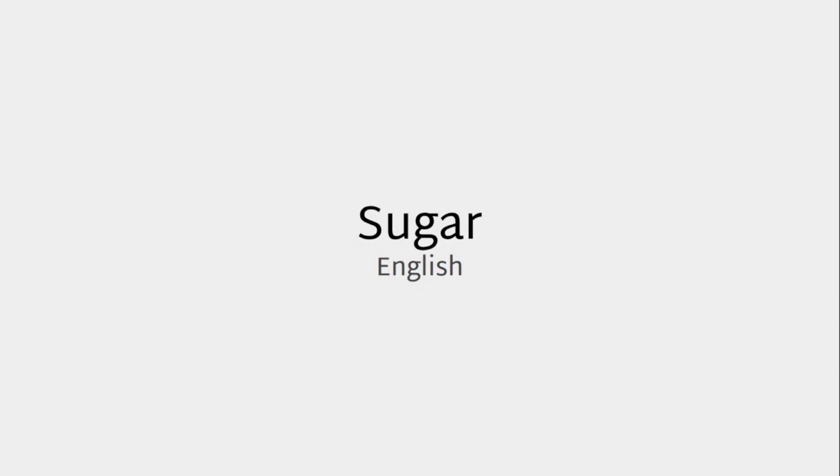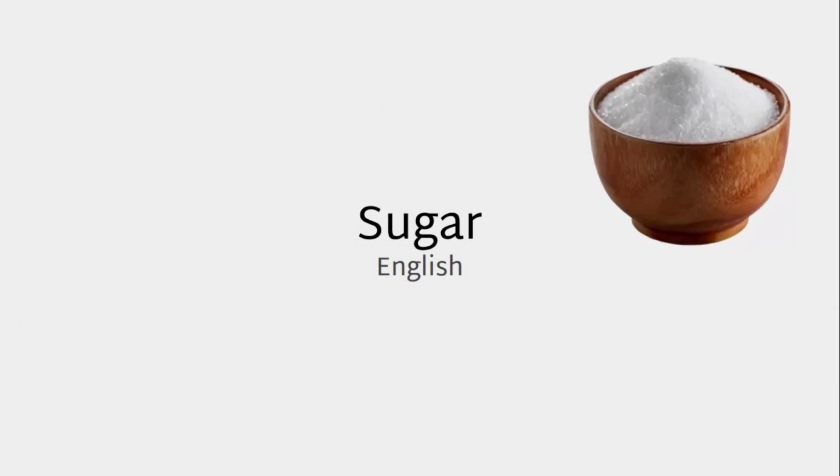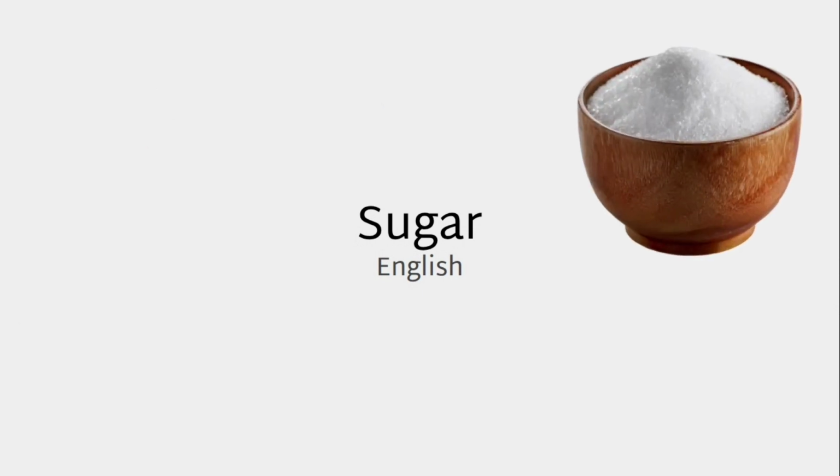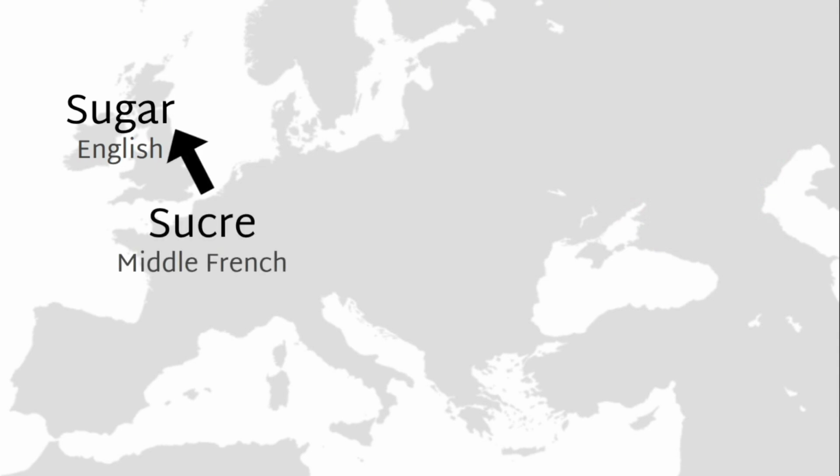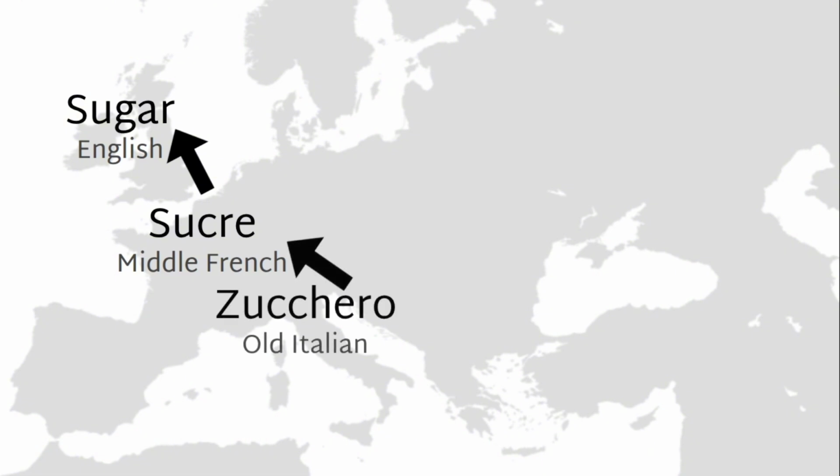The next word is sugar, like this stuff. Typically you eat it. And the history of the etymology of sugar is so complex, I'm gonna need a map for it. So the English word for sugar came from the Middle French sucre, which is the same in modern French too. And sucre came from the Italian zucchero, which is the same in modern Italian too.